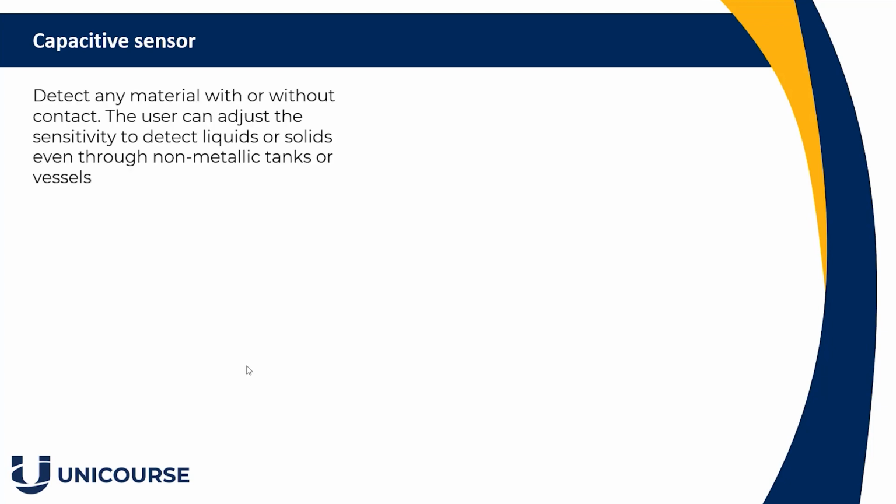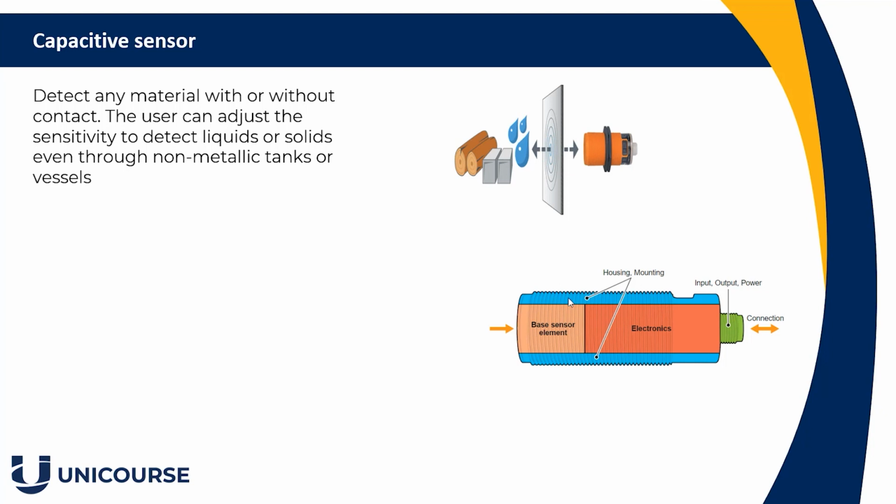A capacitive sensor. Now here we're going to be using it. Let's look at the diagram here. We're using some form of capacitor effect here to detect liquids or solids, and it's normally used through non-metallic tanks or vessels. Here is the actual diagram of one here. This is how they are housed and how they work. By putting the device in front of it, it will detect it and send a signal back to the management system.